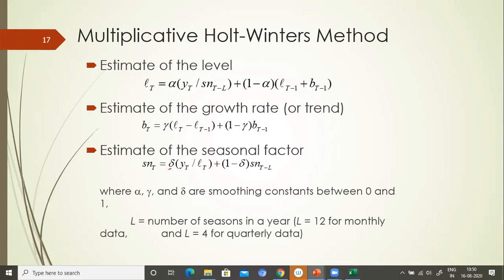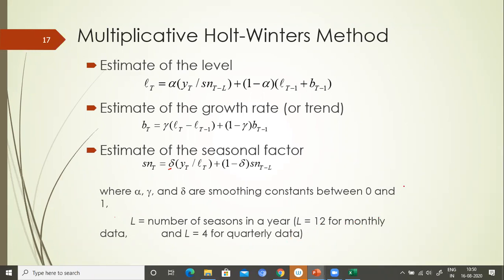You have a smoothing constant here, you have the data point, previous data point here, plus 1 minus the smoothing constant multiplied by the previous estimate. Okay, so we're saying that alpha, gamma, and delta are smoothing constants between 0 and 1. Capital L is the number of seasons in a year, and if it is a monthly season, then L will take the value equal to 12. If it's quarterly season, then L will take the value of 4.